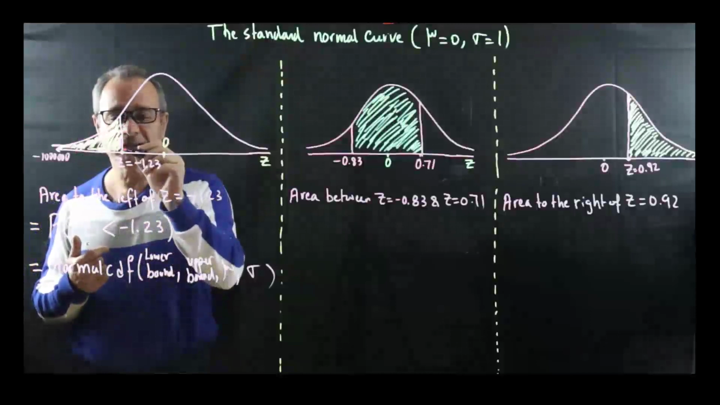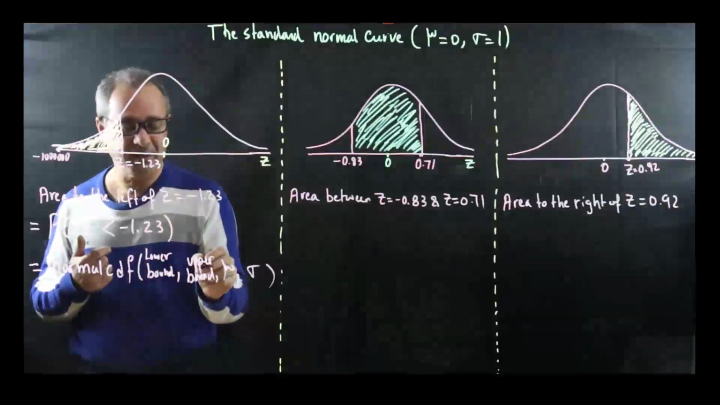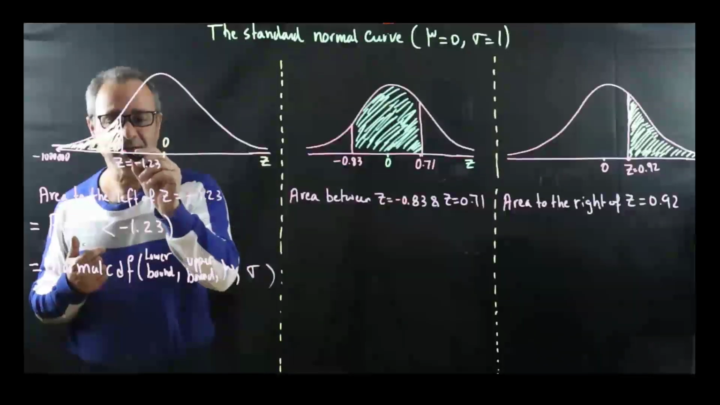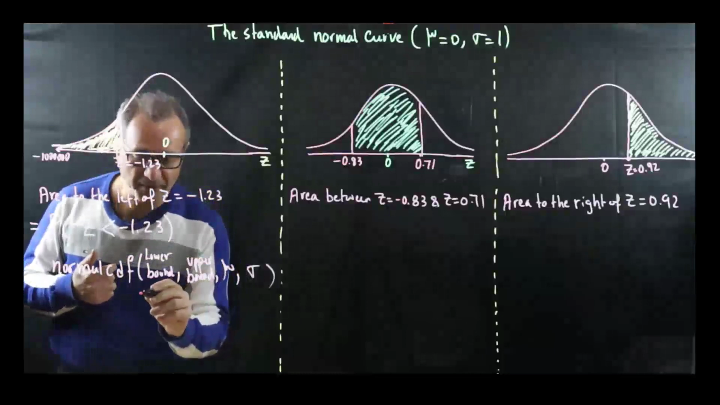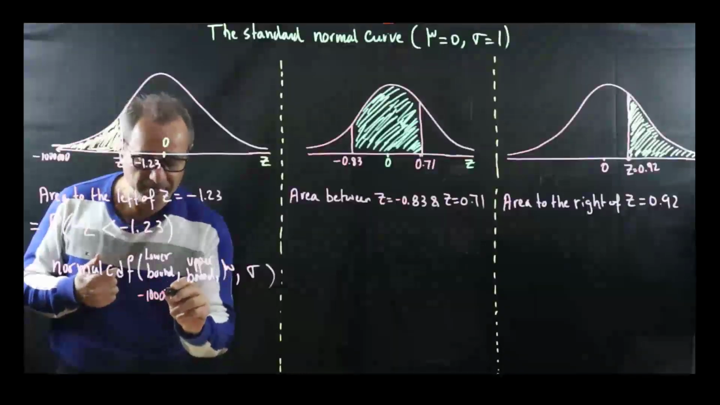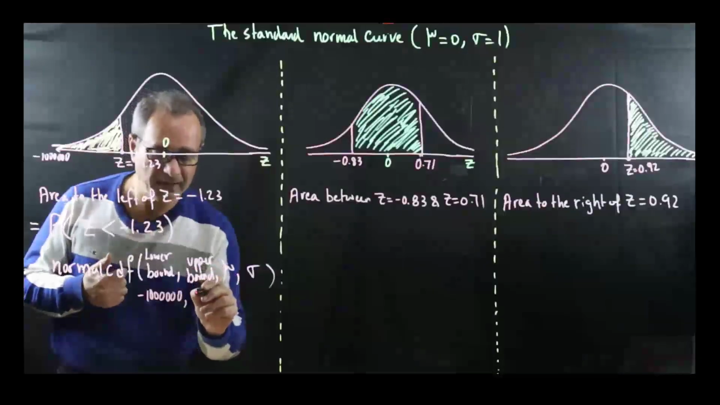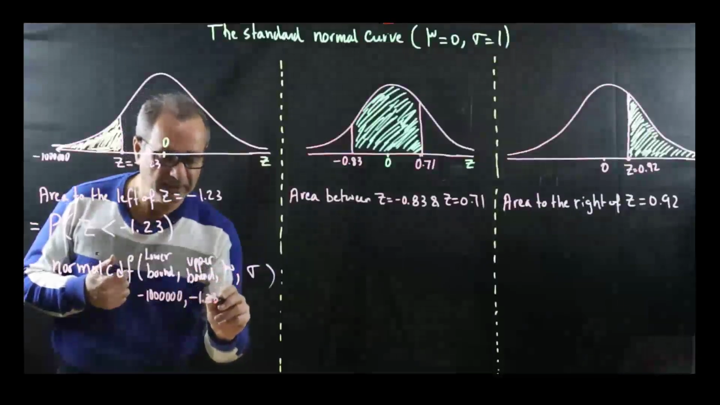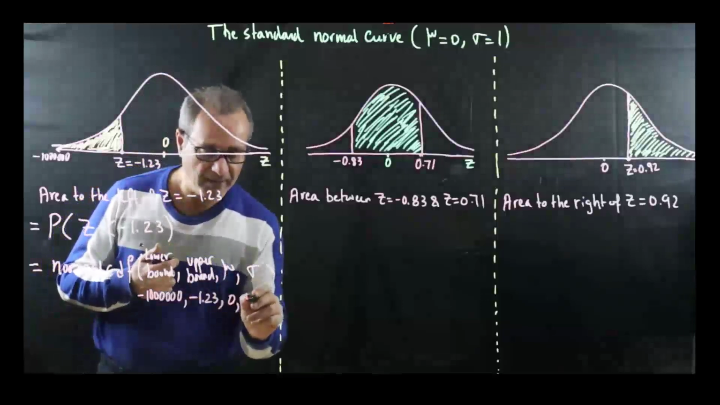An upper bound. Okay, what bounds the area from the right? Well, it ends right here, which is negative 1.23. So my lower bound will be negative 1,000,000. Then my upper bound will be negative 1.23. And since we are using the standard normal curve, this is 0 and 1.